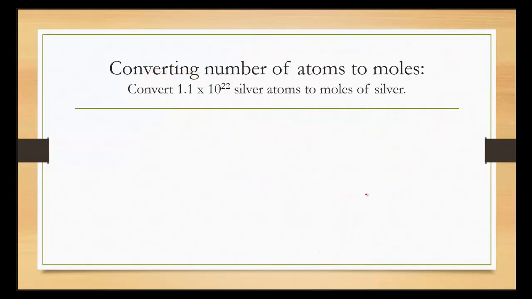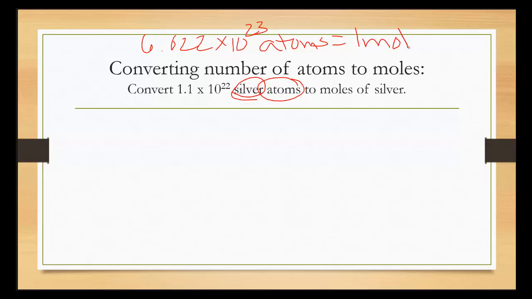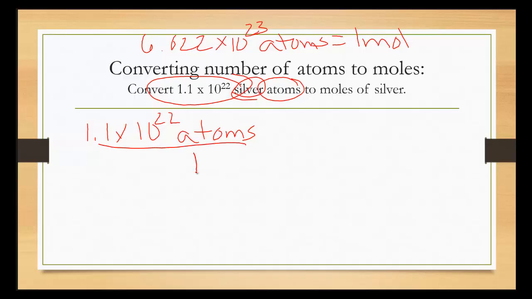Let's try another one. Convert 1.1 times 10 to the 22nd silver atoms to moles. So we have atoms here. That means I'm going to use 6.022 times 10 to the 23rd. Now we're looking at silver. Silver is in the base unit of atoms. That is equal to 1 mole. That's our conversion factor. 1.1 times 10 to the 22nd goes on top over 1.